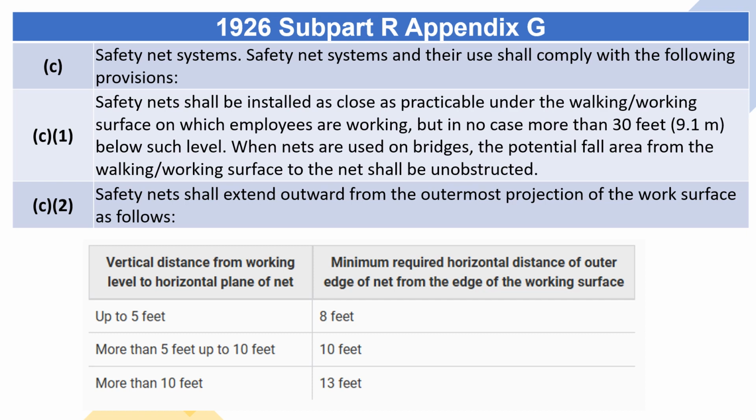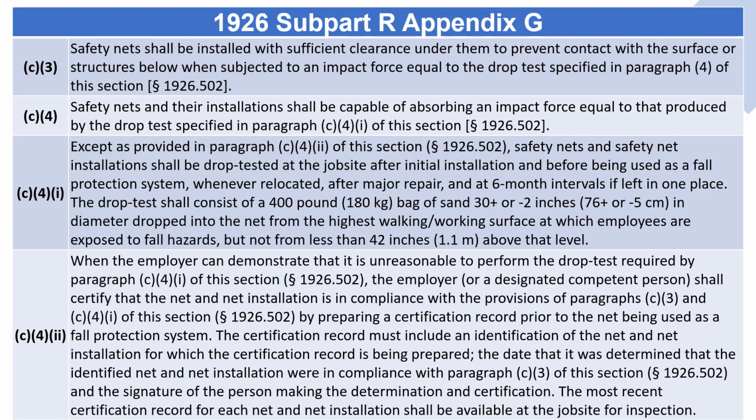If the vertical distance from working level to horizontal plane of net is more than 10 feet, the minimum required horizontal distance of outer edge of net from the edge of the working surface is 13 feet. C.3. Safety nets shall be installed with sufficient clearance under them to prevent contact with the surface or structures below when subjected to an impact force equal to the drop test specified in paragraph 4 of this section, section 1926.502.